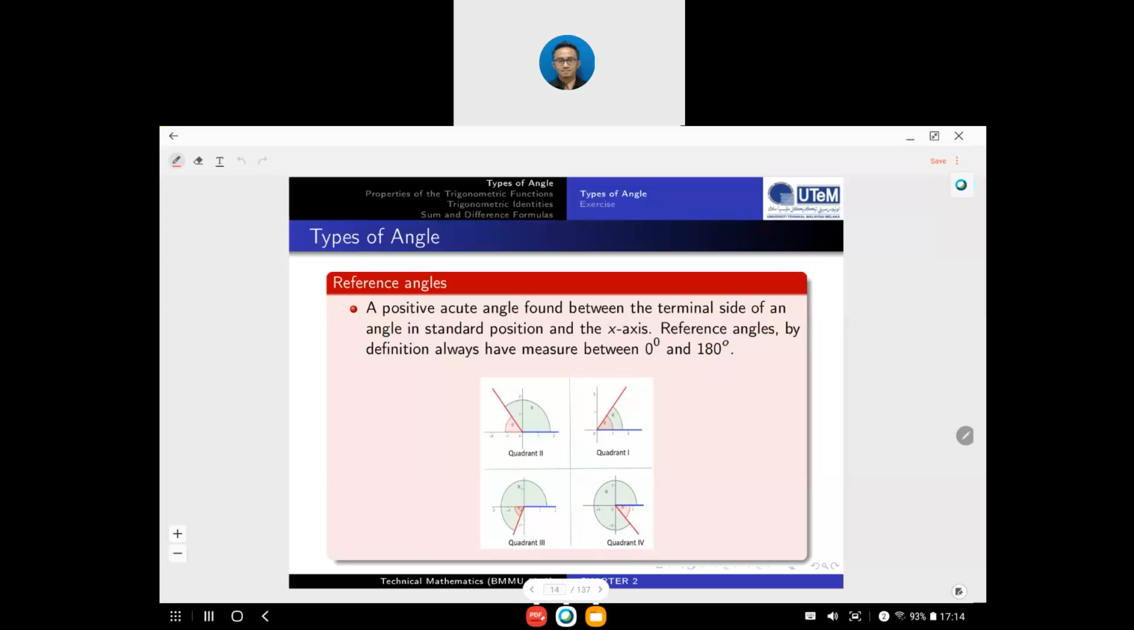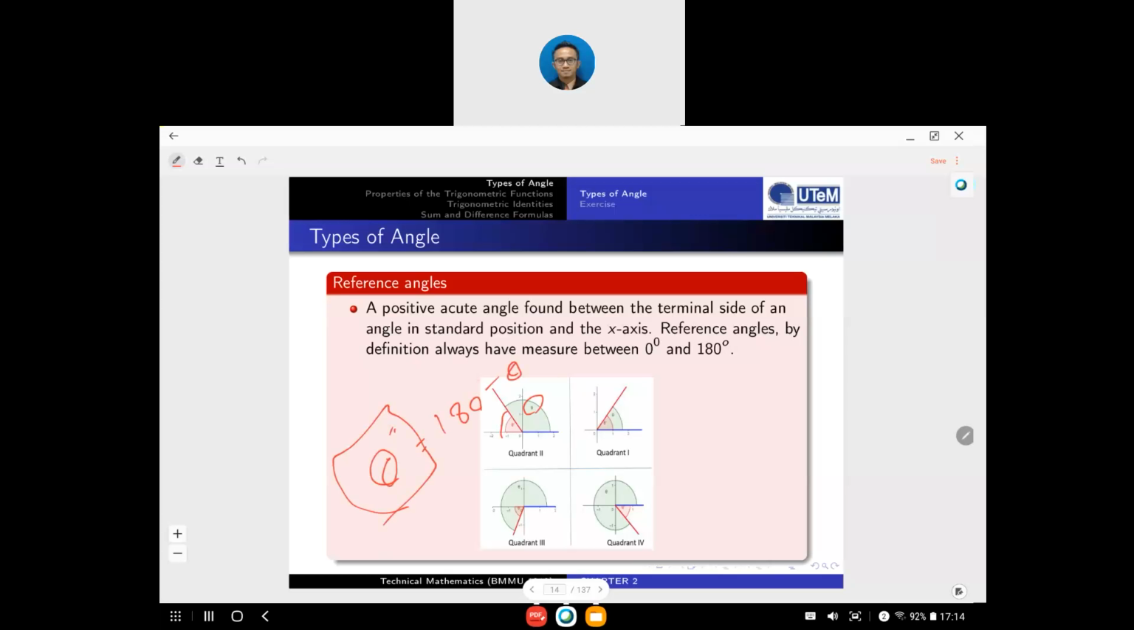Okay. Kalau quadrant 2, okay, quadrant 2, angle yang you nak kira adalah theta. Dia apa dia punya reference? Reference dia adalah 180 minus theta tu lah. So you can get this one theta prime, the red one. Theta prime ni lah reference angle. Okay. Also a same thing for quadrant 3.